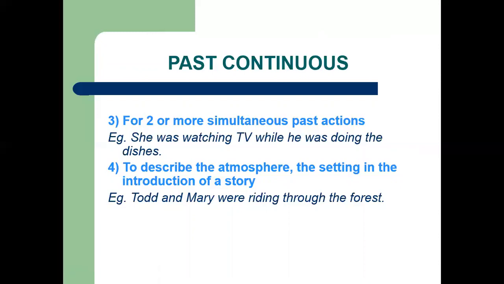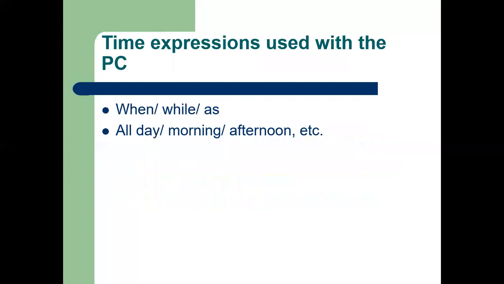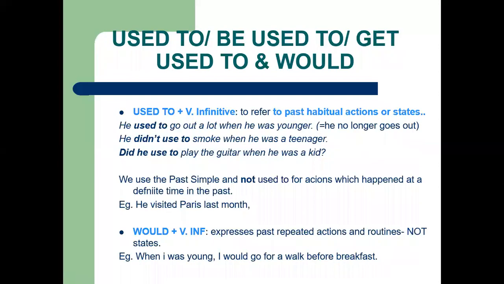To describe the atmosphere, the setting in an introduction of a story, this is crucial for background description. You're going to use the past continuous. Todd and Mary were riding through the forest, the birds were singing, the wind was blowing. Time expressions: when, while, all day, morning.